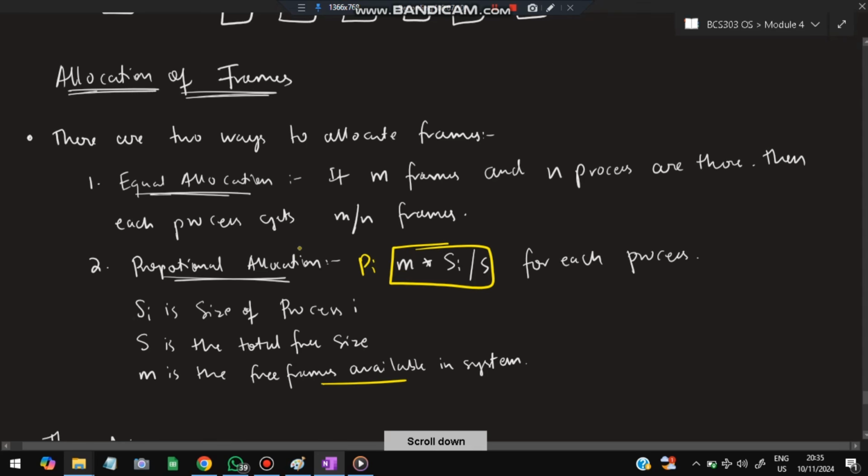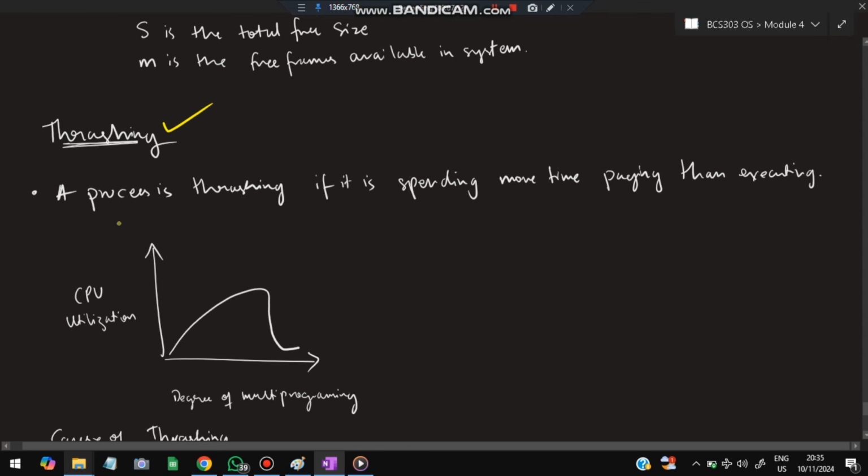Okay, moving on to the last topic, which is thrashing. What do you mean by thrashing? A process is thrashing if it is spending more time paging than executing. Paging, which you already discussed, means fetching values from the memory and keeping them in the page table. Now if paging is happening more than executing the process, it is called thrashing.